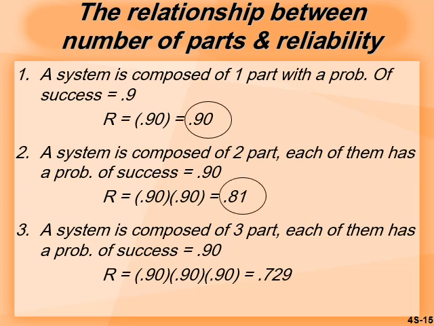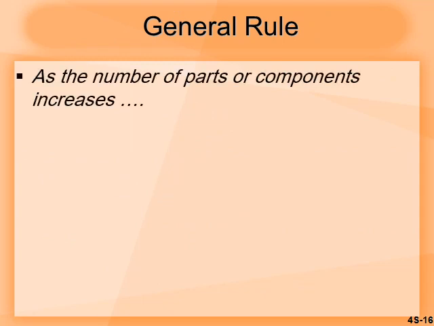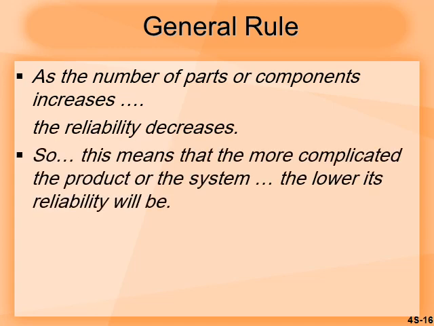This means that 0.9, 0.8, 0.7. As the number of parts or components increases, the reliability decreases, which means the more complicated the product or the system, the lower its reliability will be.